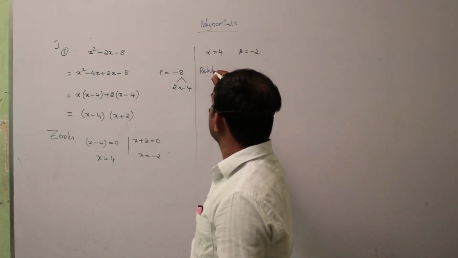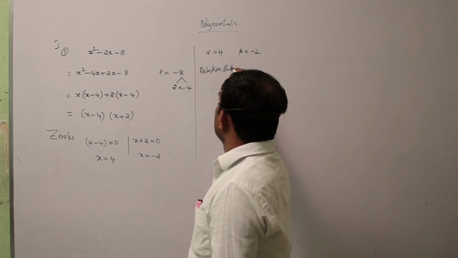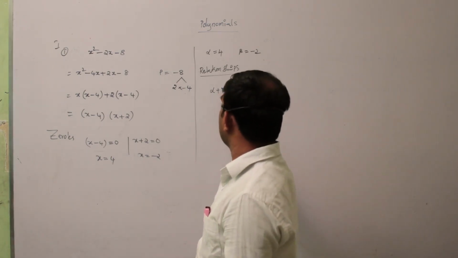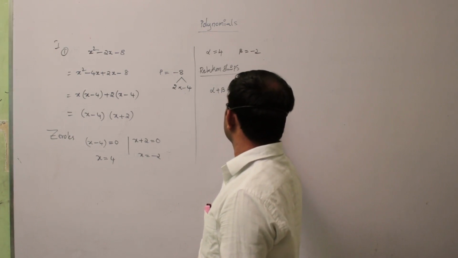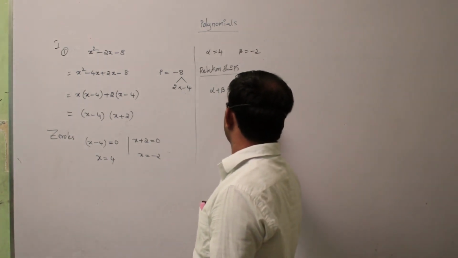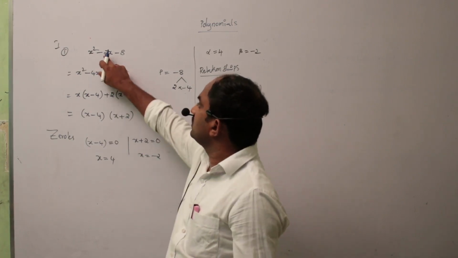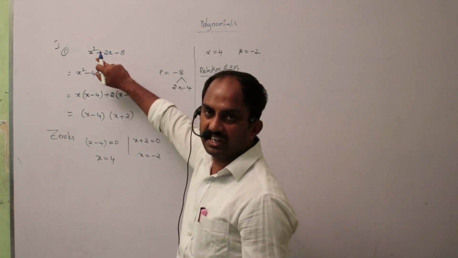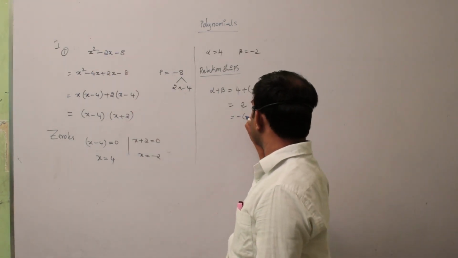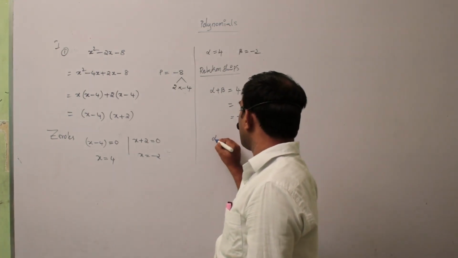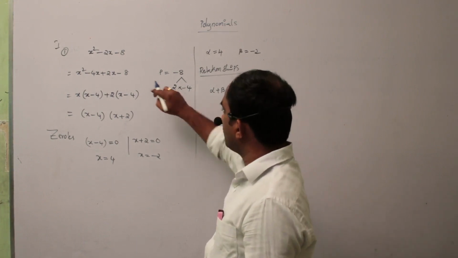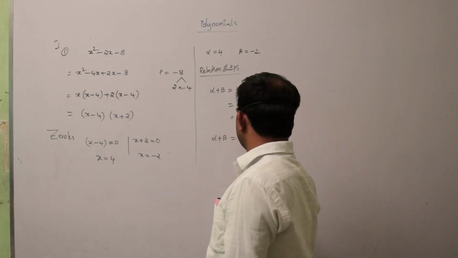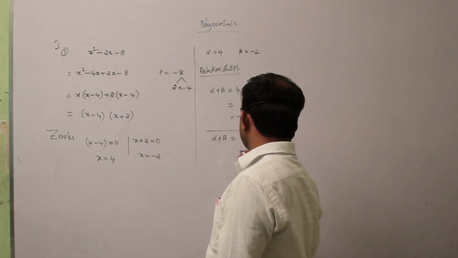Now, the relationships between zeros and coefficients of the polynomial. First one: alpha plus beta. Alpha is 4, plus beta is minus 2. 4 minus 2 is 2. Now see here, alpha plus beta is equal to, we know the formula, minus b by a. Here the b value is minus 2. That's why this can be written as minus of minus 2 by 1. So alpha plus beta is equal to minus b by a.